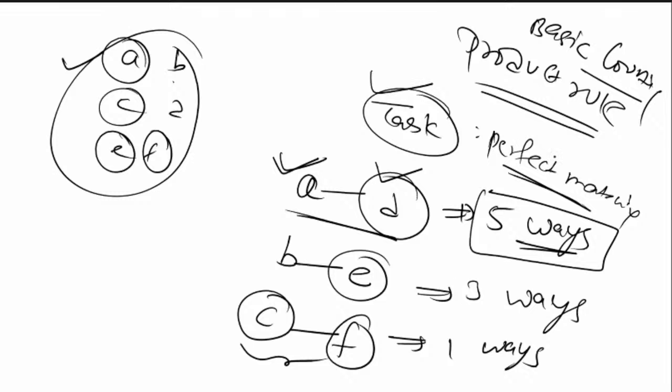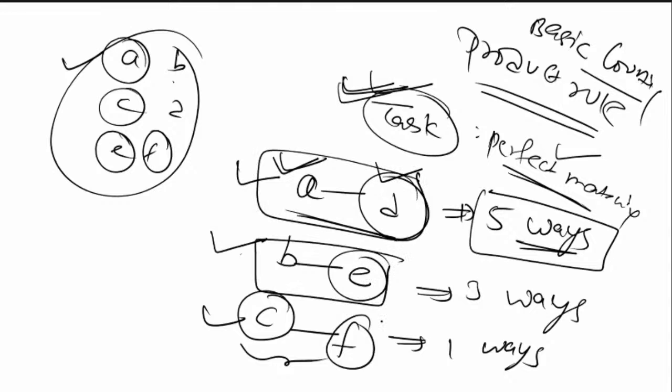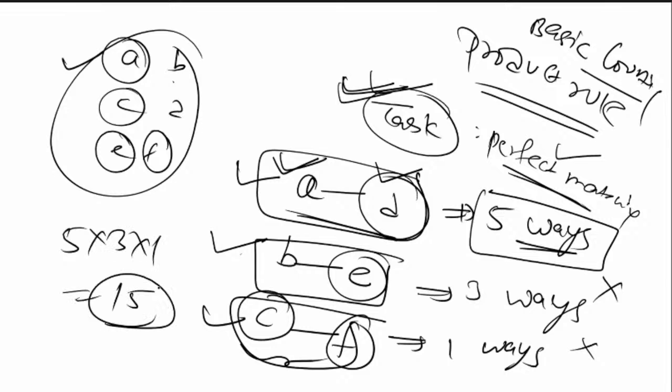So your task is to make a perfect matching, and to do this task you can say that you have divided it into subtasks. Like you need to cover a, you need to cover b, and so on. Now you have to do this, and this, and this, so there is an AND here. That's why you can say five ways multiplied by three ways multiplied by one way. So the answer will be 5 into 3 into 1, which is 15. So the basic product rule, the basic counting principle, we have used, and the answer will be 15.